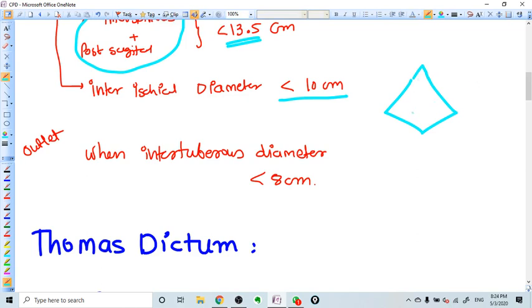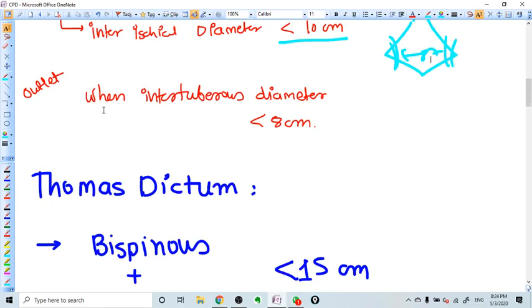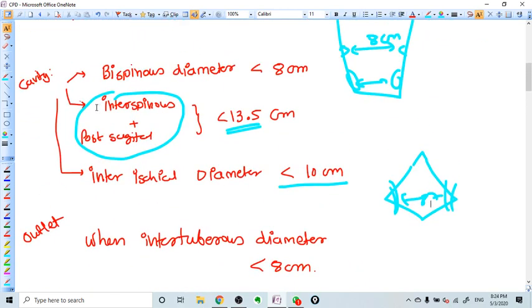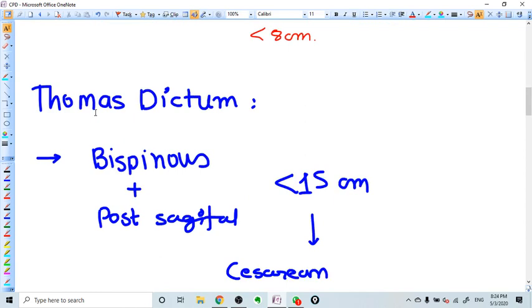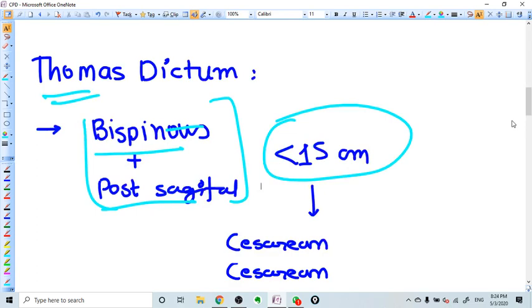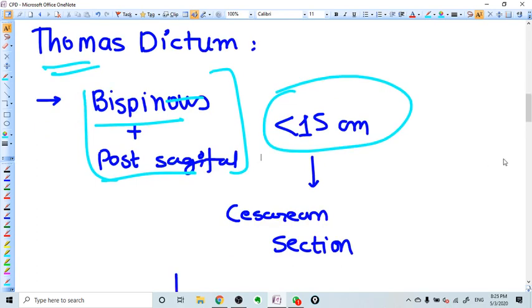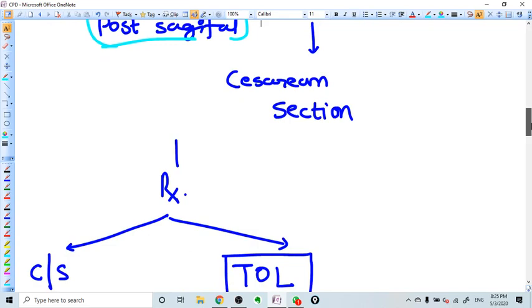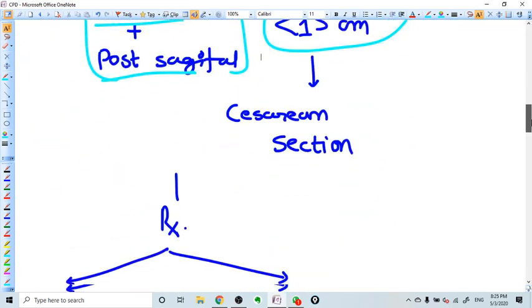When we assess the outlet of the pelvis, if the intertuberous diameter is less than 8 cm, we also call it a contracted pelvis. Now, there is one thing called Thomas dictum. Thomas dictum tells that if the bispinous diameter and posterior sagittal diameter sum is less than 15 cm, consider it as a CPD or a contracted pelvis. And if the baby is of term size with an adequate head size, then we need to go for cesarean section. That is called Thomas dictum.